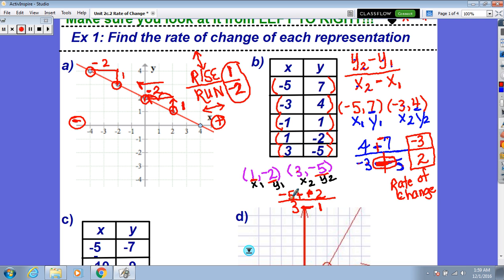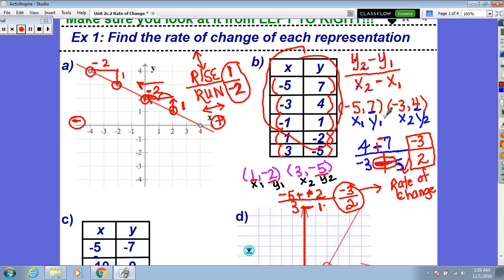So -5 plus +2 gives me a -3. And 3 minus 1 on the bottom gives me a 2. So we notice we have the same rate of change, okay? Now, if you ever do this and these 2 numbers do not turn out to be the same, then this table right here would not be a linear function.